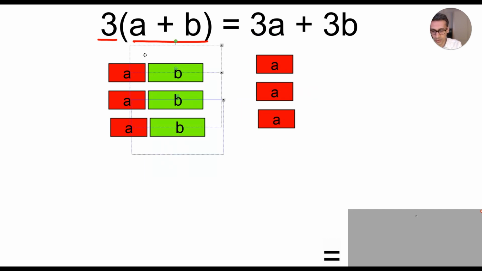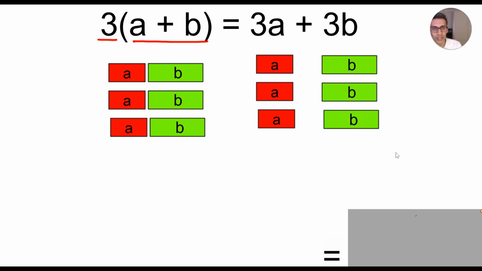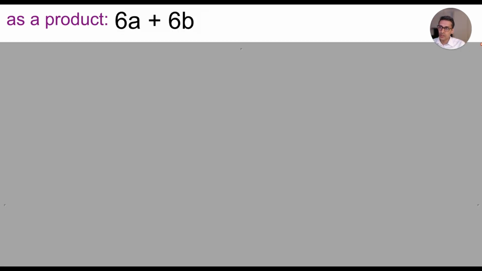plus 3b. So remember, what we want to do is go from the without brackets expression into the factorized expression, which has the brackets in it. So we can say, in other words, we've got 3 lots of a plus b. And that's telling us the same thing. So what's here is the same as what's here.